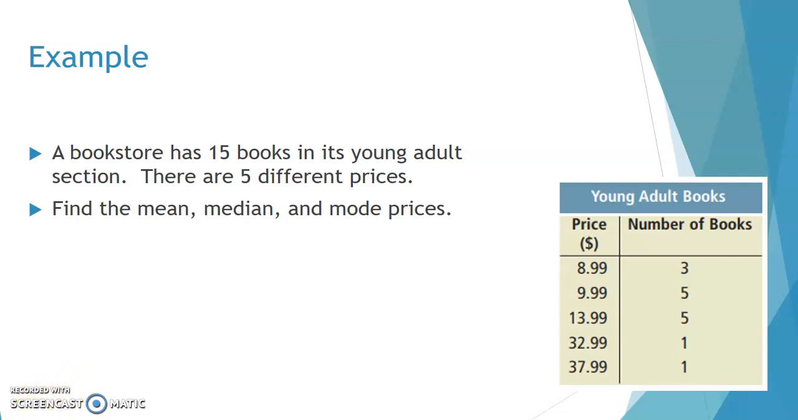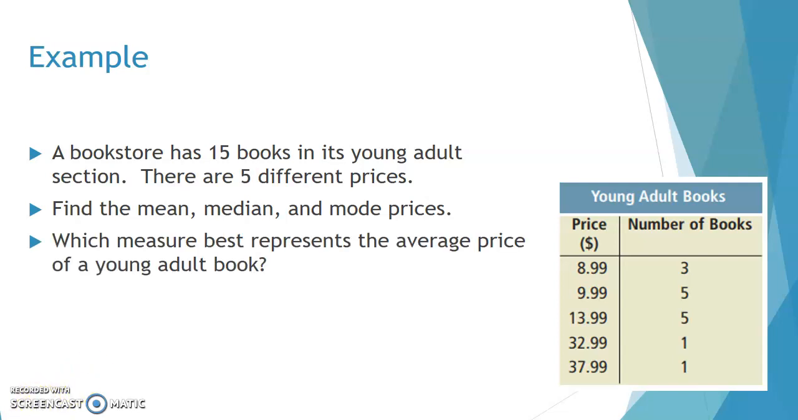Okay, so once we have calculated the mean, median, and mode, we can look and see which measure seems to best represent the average price of a young adult book. So let's take a look at each of those and see which one we think worked best. If you'll recall, our mean price was $14.52. We can see that there aren't any books that are at that price, and only 2 of the books cost more than that price, so that's not a very useful number.